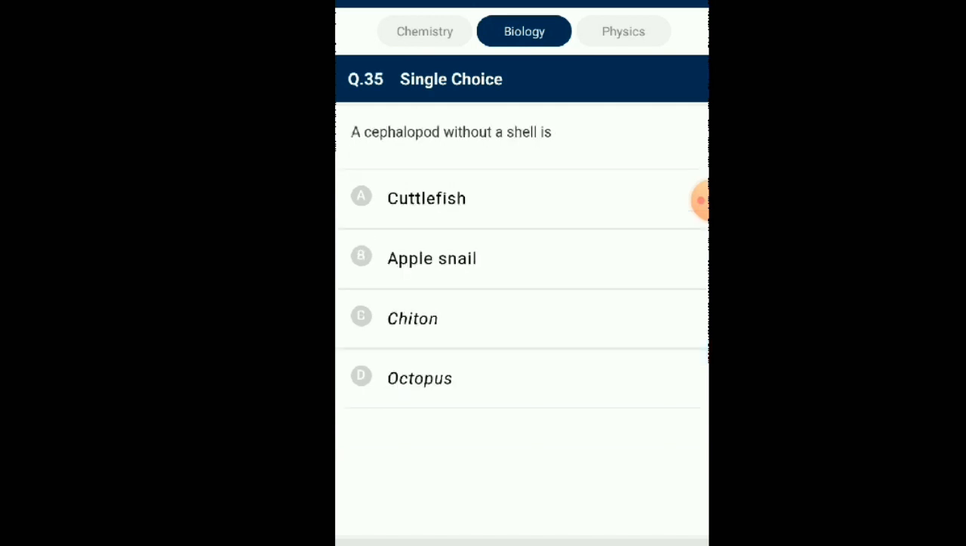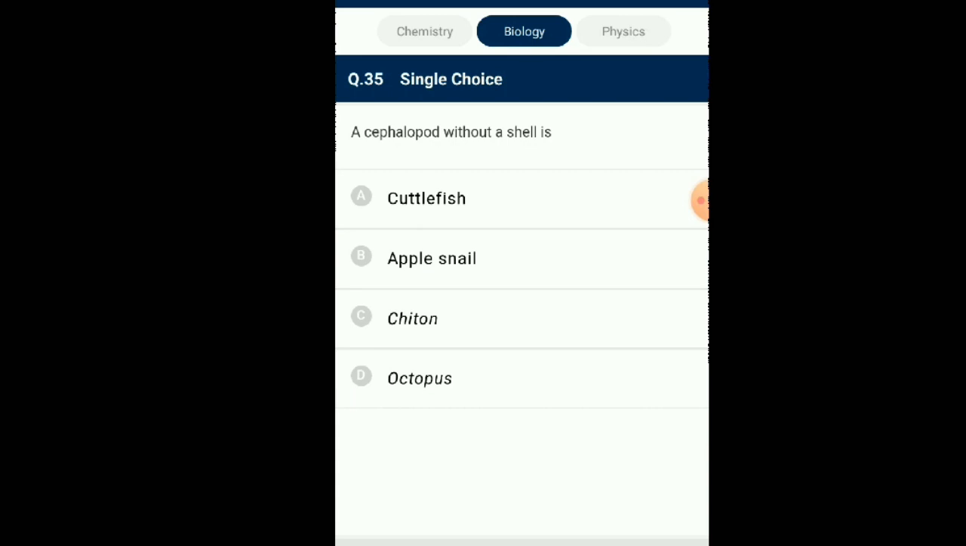Question number 35. A cephalopod without a shell is. Mollusca is the second largest phylum of the animal kingdom, which includes soft-bodied animals. These animals are usually bilaterally symmetrical, possessing identical left and right halves. However, in some mollusks, the adult may become asymmetrical due to torsion, that means twisting during growth.